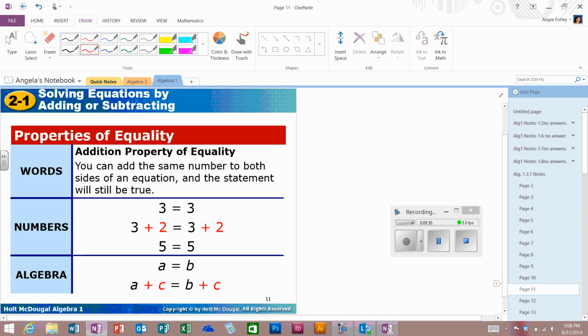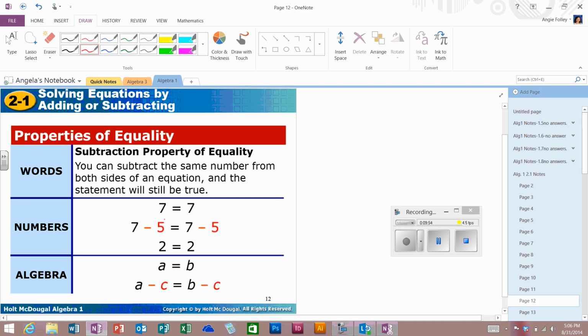Just a reminder, these are the two properties that we've been using to solve these equations. The addition property says that basically if I want to get rid of something, I can add it, and if I add it to one side, I have to add it to the other in order for it to be true. Just like with subtraction, if I subtract something from one side of an equation, that's okay as long as I do it to both sides. So just a reminder, when we're solving equations, we need to do things on both sides, and we are done with your notes.